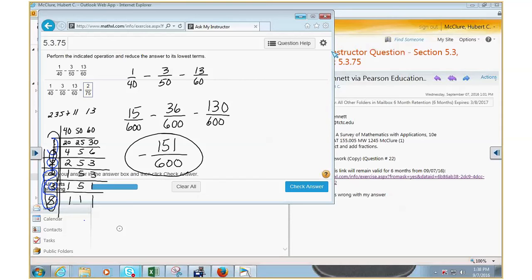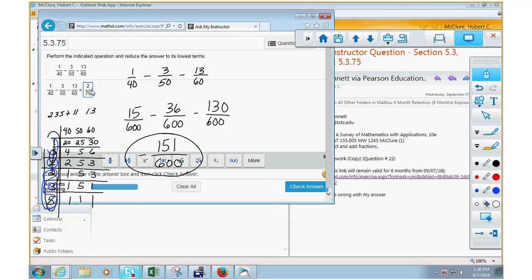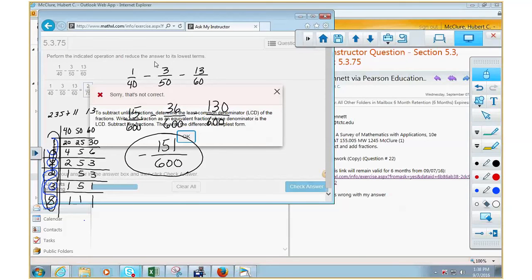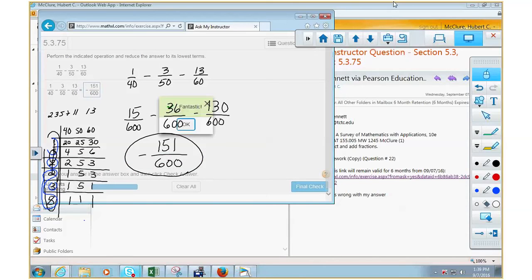600. Now let's check it and see what we get. And we're going to do another one of these because this is a test question. And you should not be using a calculator because you don't need a calculator. Sometimes. No, you don't. Not on this. In fact, you should not even have your calculator out right now because there's no need for it. That's why we got people that can't make change. Negative 151 over 600.